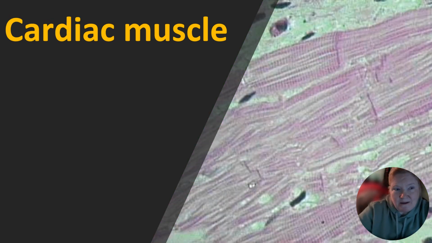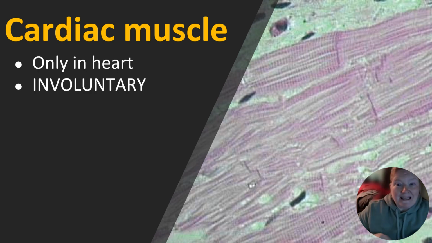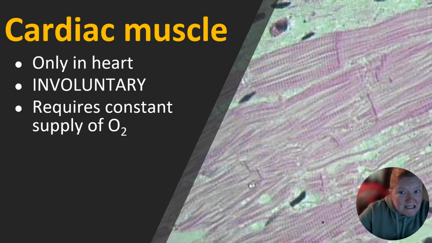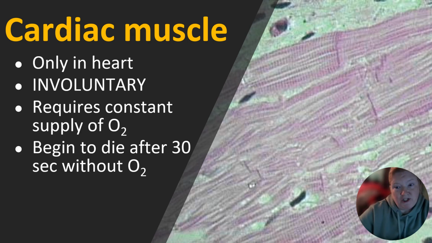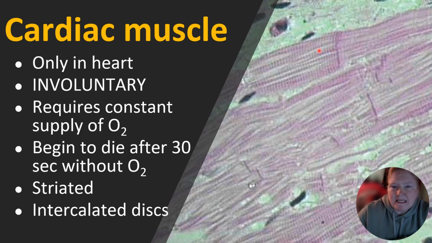Then we have cardiac muscle. Cardiac muscle is only in the heart. It is involuntary. It requires a constant supply of O2, which is oxygen. So that means without oxygen, cardiac muscle cells will begin to die within about 30 seconds. Cardiac muscle is also striated. See the stripes here? Well, what they also have are these intercalated discs. They appear as these dark lines right here, connections between cardiac muscle cells.